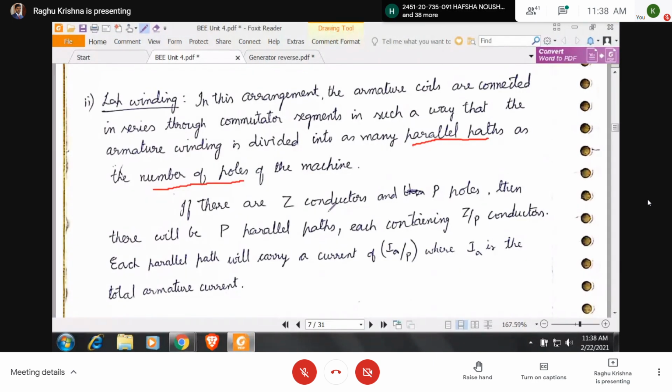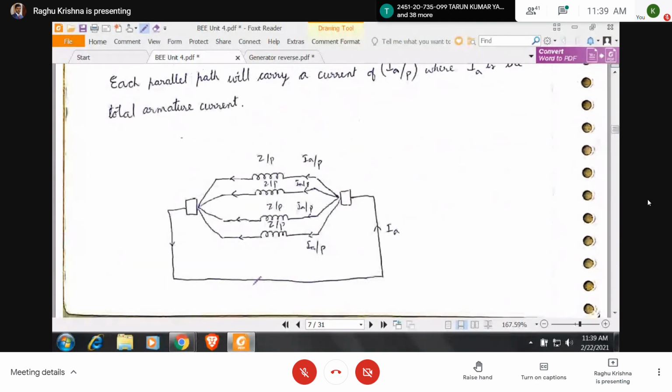Suppose if there are Z conductors and P poles, then there will be P parallel paths, each containing Z by P conductors. Each parallel path will carry a current of IA by P, where IA is the total armature current. So let us take a 4-pole machine. Here, if you have 4 poles, you are going to have 4 parallel paths. So this is drawn for 4 poles.